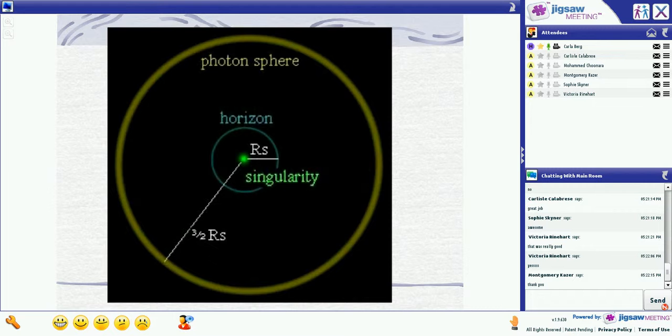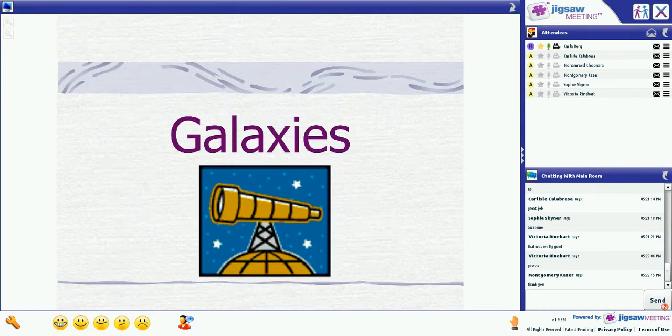So here are the different parts of the black hole that we just talked about. The photon sphere is along the outer edge. The horizon is a circular spot in the middle. And in the very center of your black hole is the singularity. That's a little brief glimpse of a black hole.